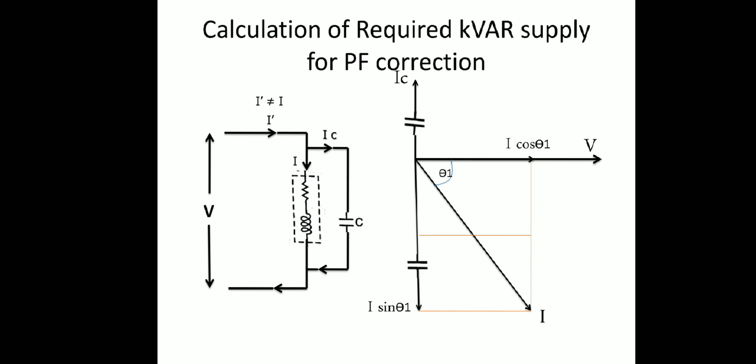As you can see, the arithmetic subtraction will occur here, and we will get the new current value for the power system, I dash. This I dash is our supply current, which is lesser than the load current, which is higher than the supply current. And let's mark this new current angle as theta 2.